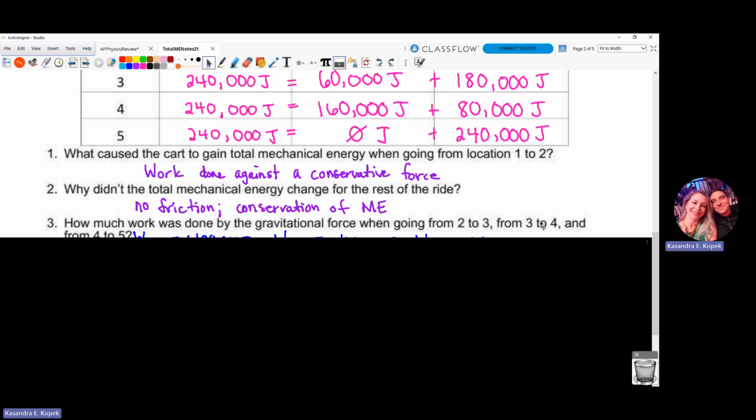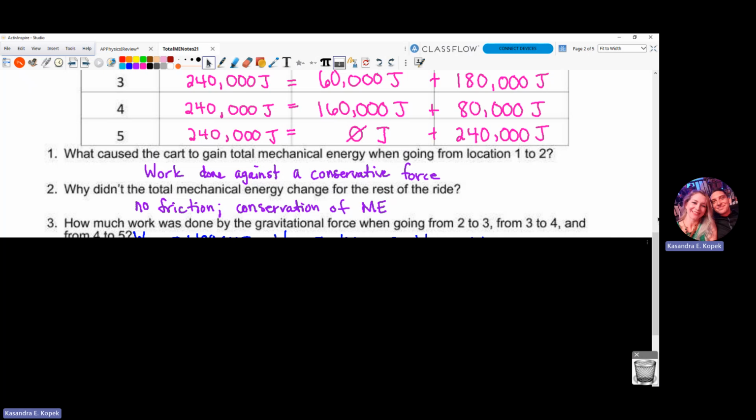Now we talked about the relationship between the net work done and the change in kinetic energy. So is there going to be net work done by the gravitational force in this situation? Yes, because the kinetic energy is changing. We can determine how much work is done in each situation by finding the change in kinetic energy.